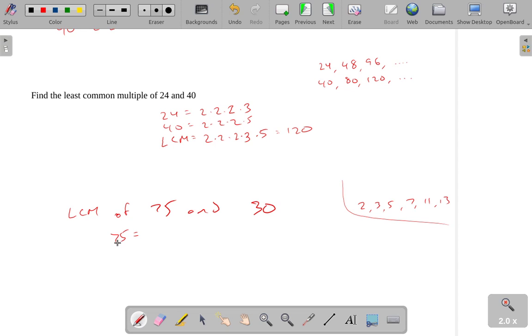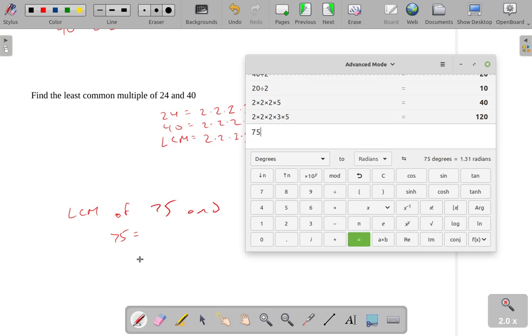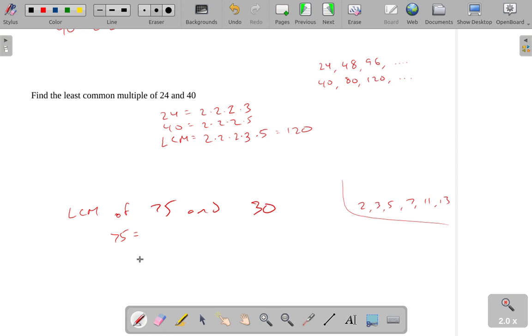So to find the prime factorization of 75, I'll look through my list. 2 is not a factor of 75, so I'll move on to the next one. 3, I'm not sure right off the bat, but maybe it is. Let's see. 75 divided by 3 does come out as 25, and that makes sense. If you have 3 quarters, 3 25-cent pieces, we have 75 cents. So we get 3 times 25. I'm not going to write down the 25, though. I'm just remembering it.